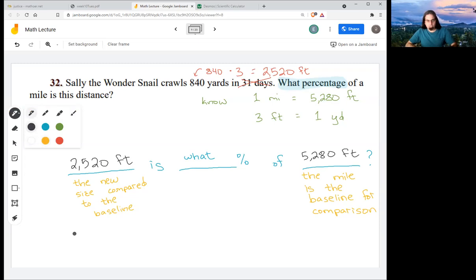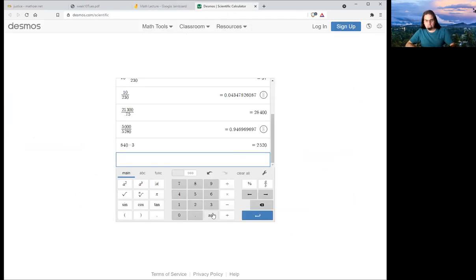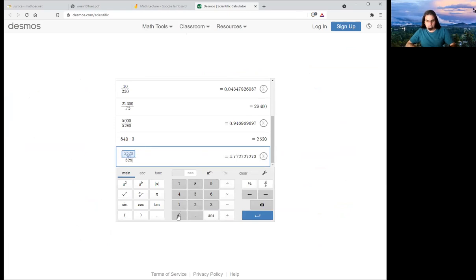Okay, anyway, then we translate. 2,520 is becomes equals. What becomes y? Of is multiplied, 5,280. Again, get y by itself. We'll have to do some flip-flop, but I'm running out of room. So 2,520 divided by 5,280 gives me about 48%.